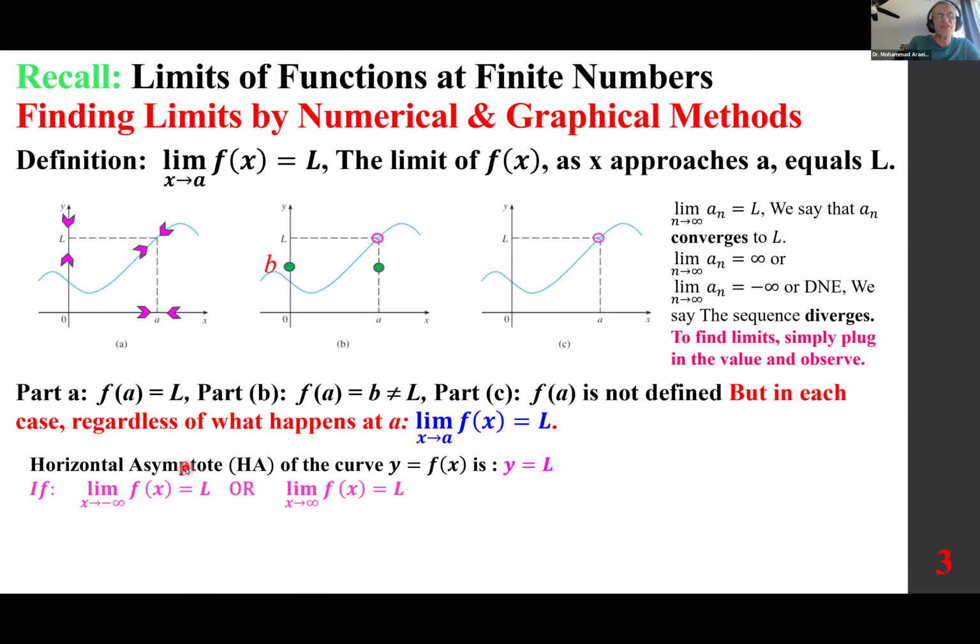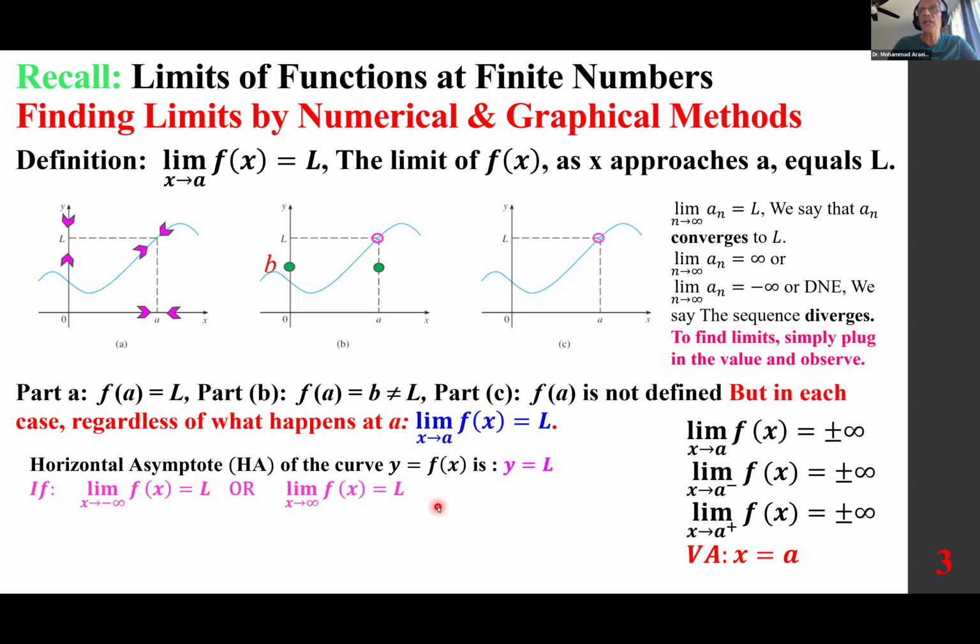Horizontal asymptote has a specific definition. A horizontal asymptote, HA, of the curve y equals f of x has the equation y equals L if the limit of f of x as x approaches negative infinity is L, or the limit of f of x as x approaches infinity is L. For a vertical asymptote, VA, the limit of f of x as x approaches a is plus or minus infinity, from the left or right, and then it gives rise to the equation of a vertical asymptote, x equals a.